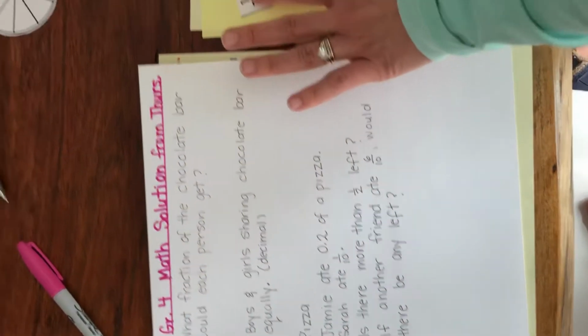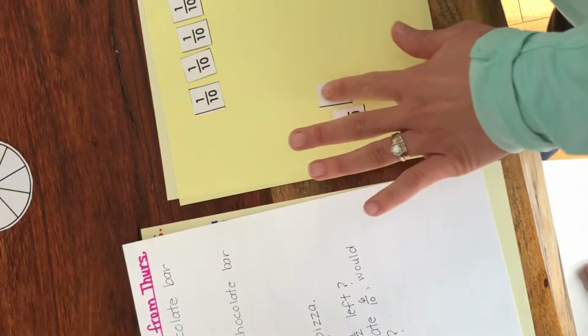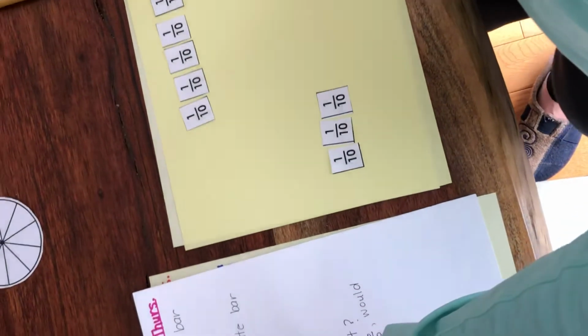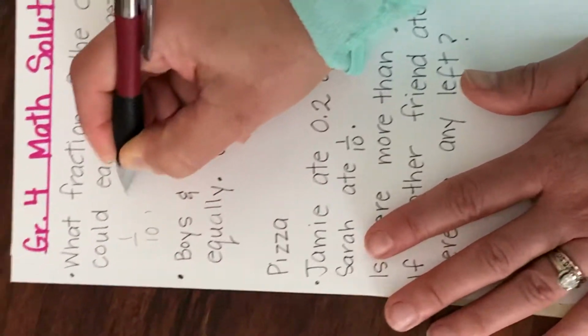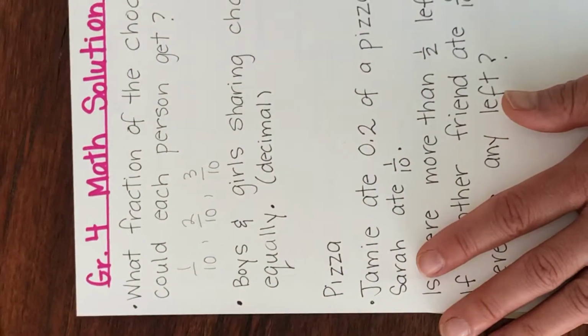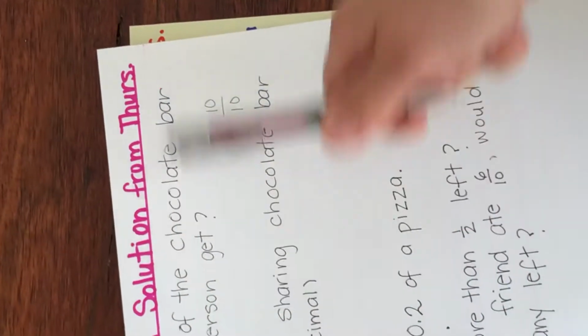So somebody can get 1/10 of the chocolate bar, they can get 2/10 of the chocolate bar, 3/10, and so on. So each answer here is actually, they could get 1/10 or 2/10 or 3/10, all the way to the whole, which is 10 out of 10, okay?